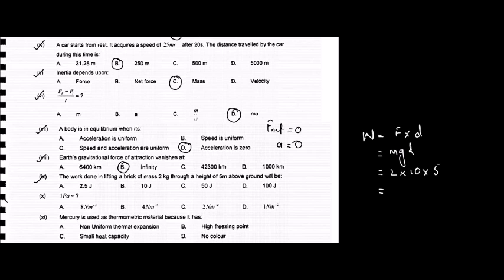Now multiply all the numbers and we get 100. And you know well, work is measured in joules. Now check with the options. A is 2.5 joule, B is 10, C is 50, D is 100 joule. So option D is the correct option.